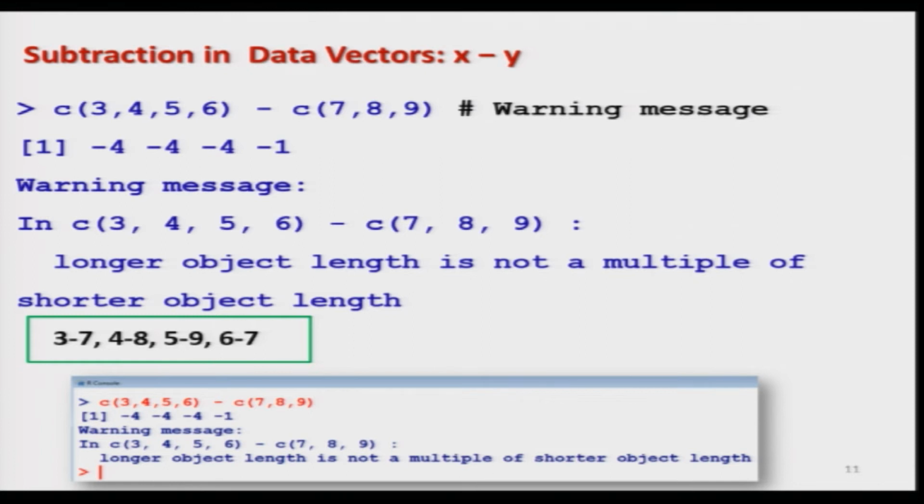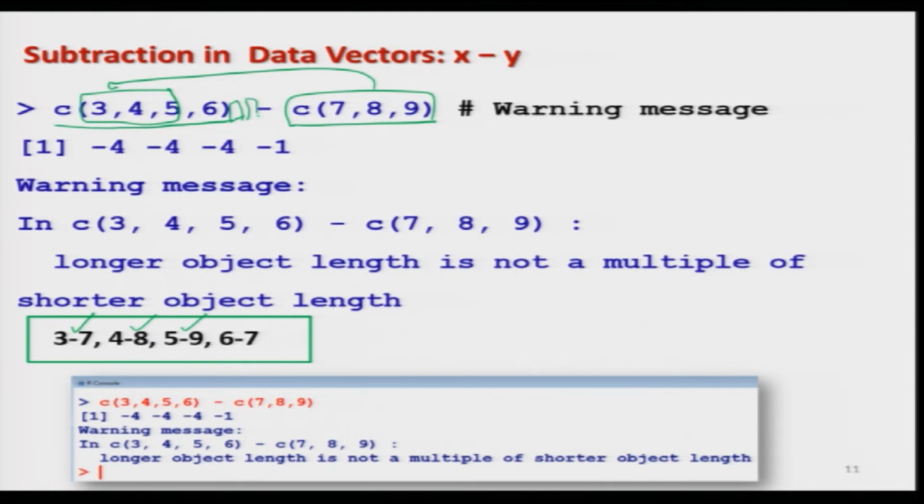Right. So, you can see here that in data vector 1 we have 4 elements, 3, 4, 5, 6, and in the second data vector we have 3 elements, 7, 8, 9. So, this 7, 8, 9 from data vector 2 will be transported to the first 3 elements of data vector 1, 3, 4, 5, and the element-wise subtraction will happen. That is 3 minus 7, 4 minus 8, 5 minus 9. Right. Now, after this 6 is left.